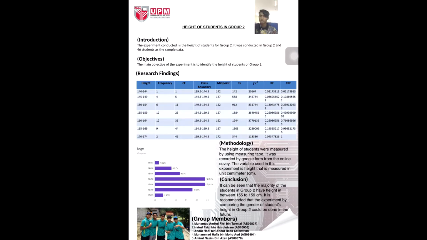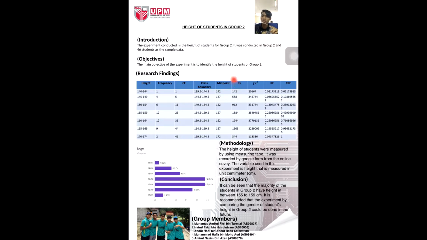Next, for the class boundary, we total up 144 and 145, and then we divide it by 2, and we will get 0.5. Then we sum and minus with 0.5 to get the class boundary. Next, for the midpoint, we total up the height. For example, 140 and 144, we total up and divide by 2.